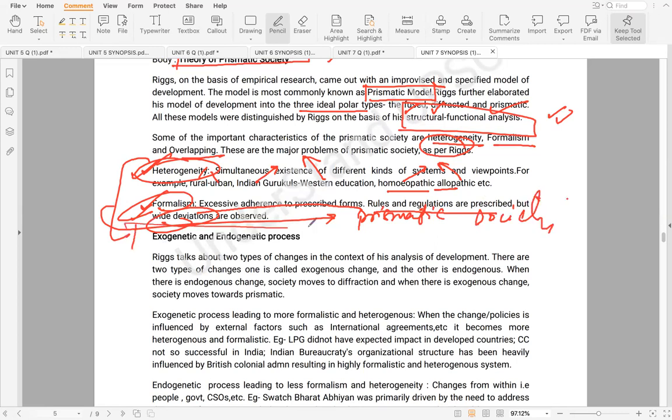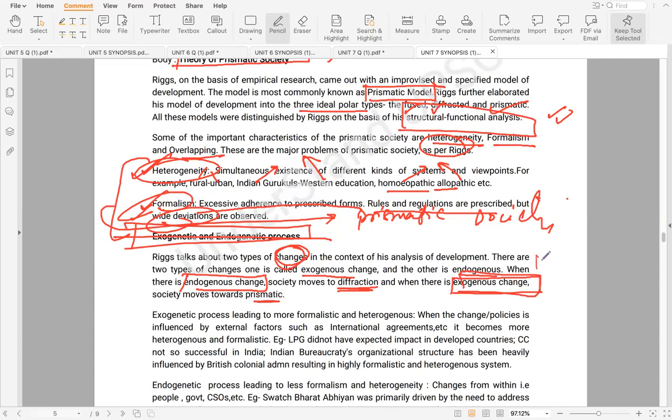Try to talk about what the exogenetic and the endogenetic processes are. Riggs has talked about two types of changes in the context of his analysis of development. One is called the exogenous change, the other is endogenous. When there is endogenous change, society moves to diffraction. And when there is exogenous change, society moves towards prismatic. So we know that exogenous change is negative.